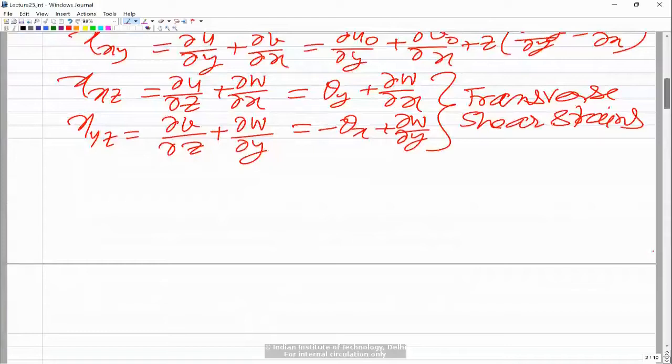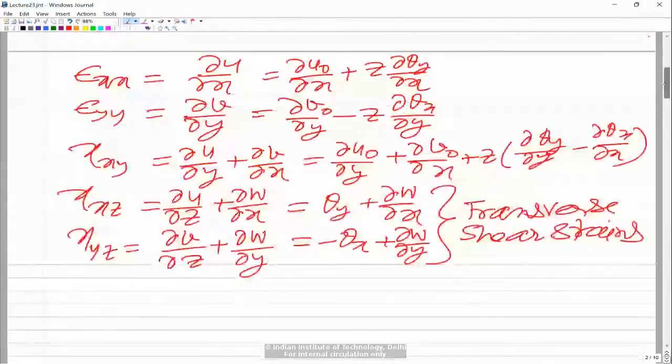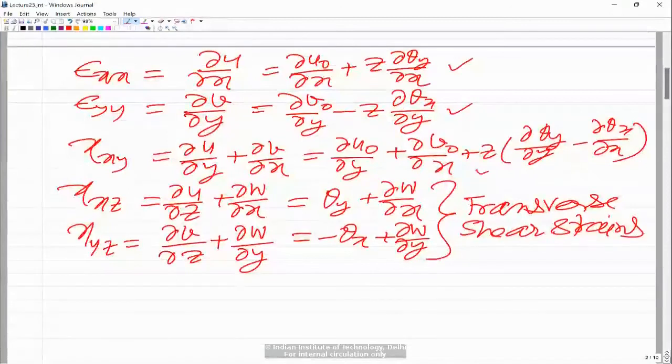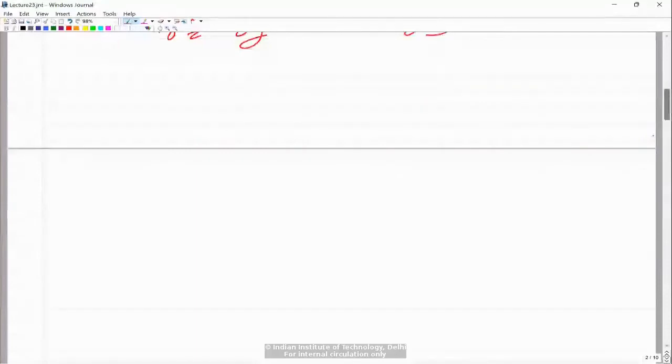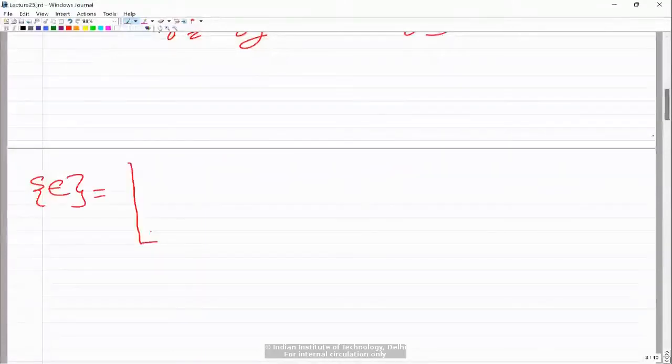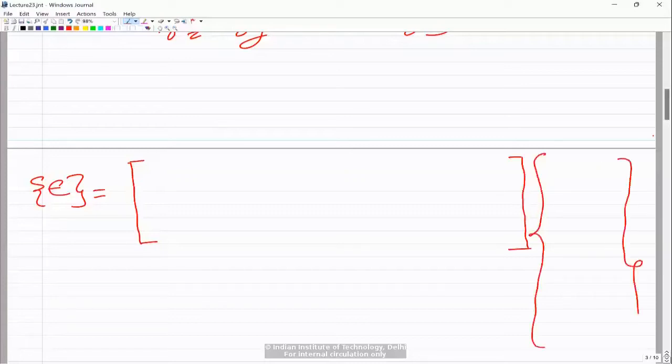Now, these are all the strains, and we have the z coordinate separately. So for epsilon xx, epsilon yy, gamma xy, gamma xz, and gamma yz, the variation through the thickness along the z coordinate is known. So we can rewrite all 5 strains put together. Epsilon is equal to a matrix involving just the z coordinates, and then the strains which are only functions of x and y.